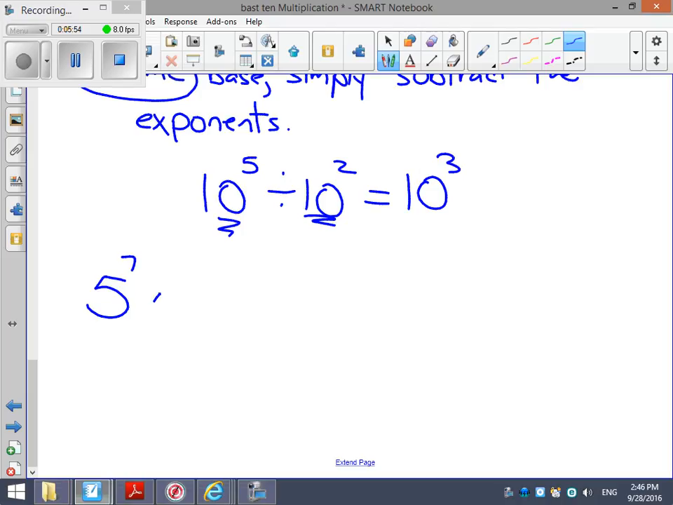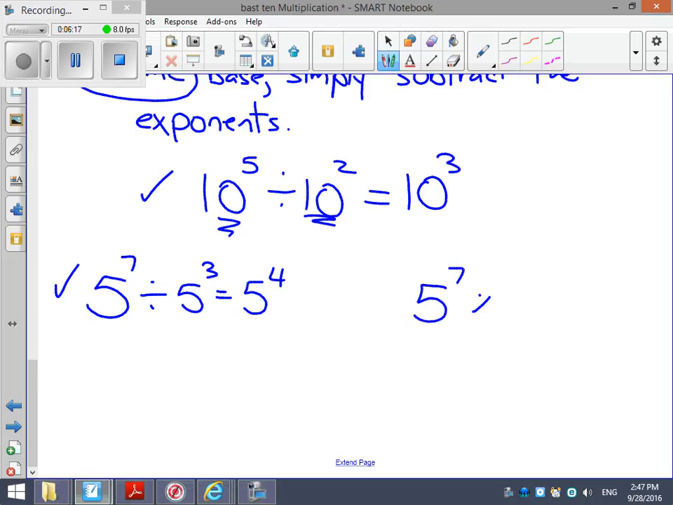5 to the exponent 7. We're going to divide that by 5 to the exponent 3, and that will equal 5 to the exponent 5. Easy peasy.